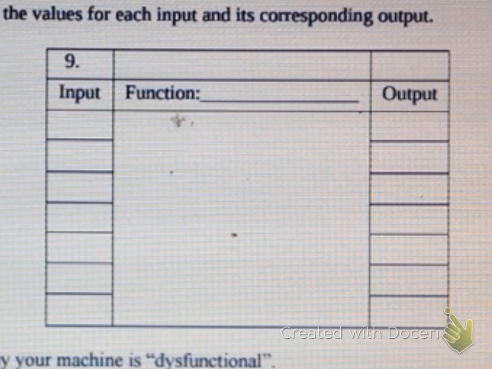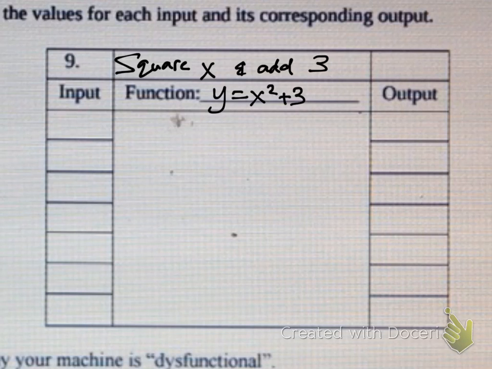So let's say we do this function, double x. Nah, let's not double x. Let's square x. Square x and add 3. Okay, so our function is going to be y equals x squared plus 3.